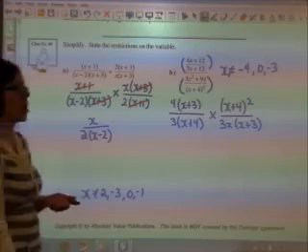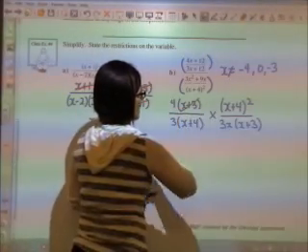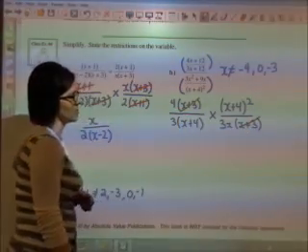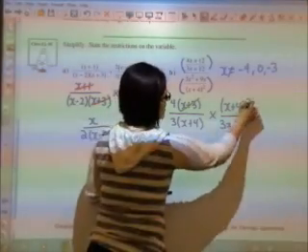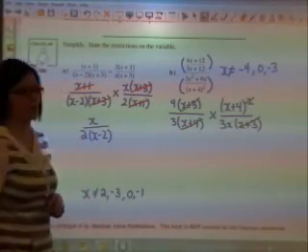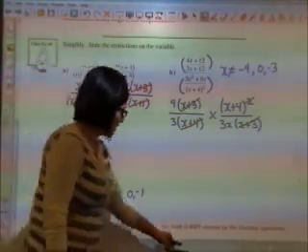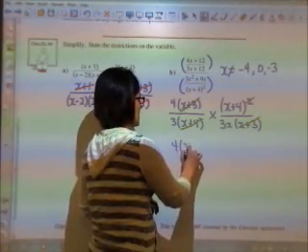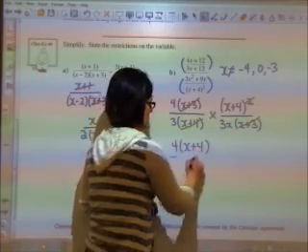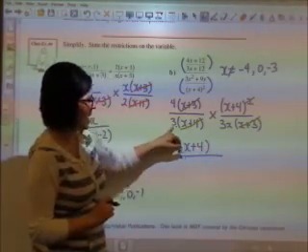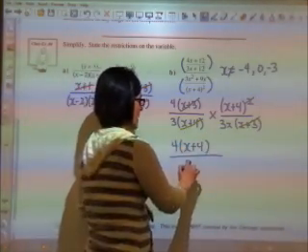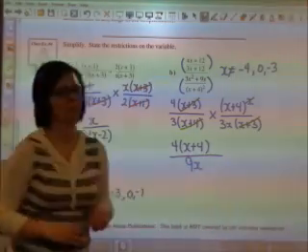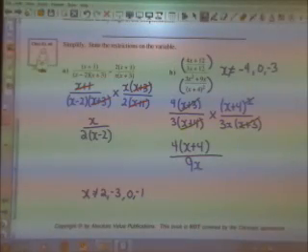So cross out my common factors, an x plus 3 and an x plus 3, an x plus 4 and an x plus 4. So my final numerator is 4 times x plus 4. And my denominator would be 3 times 3x, which would give me 9x.